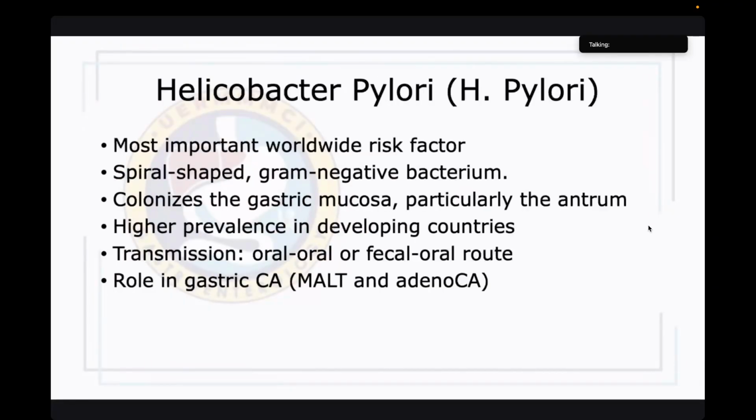Helicobacter pylori or H. pylori is the most important worldwide risk factor for peptic ulcer disease. This bacterium is responsible for 90% of duodenal ulcers and around 70 to 90% of gastric ulcers. So this is a spiral-shaped gram-negative bacterium. This spiral shape, along with its flagella, enables it to penetrate the mucous layer of the stomach. The usual area that is affected is the antrum.